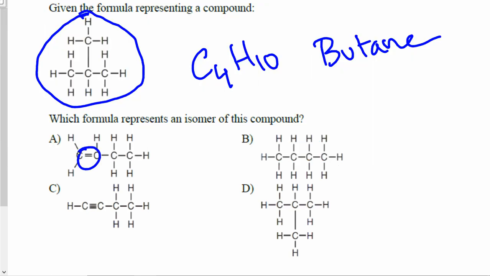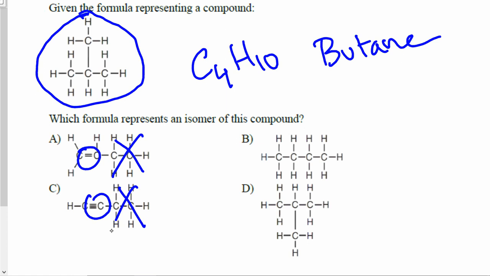Right away I notice a double bond in option A and a triple bond in option C. There is no way we can have an isomer of a butane that has a double or triple bond. So I should cross out these two options.